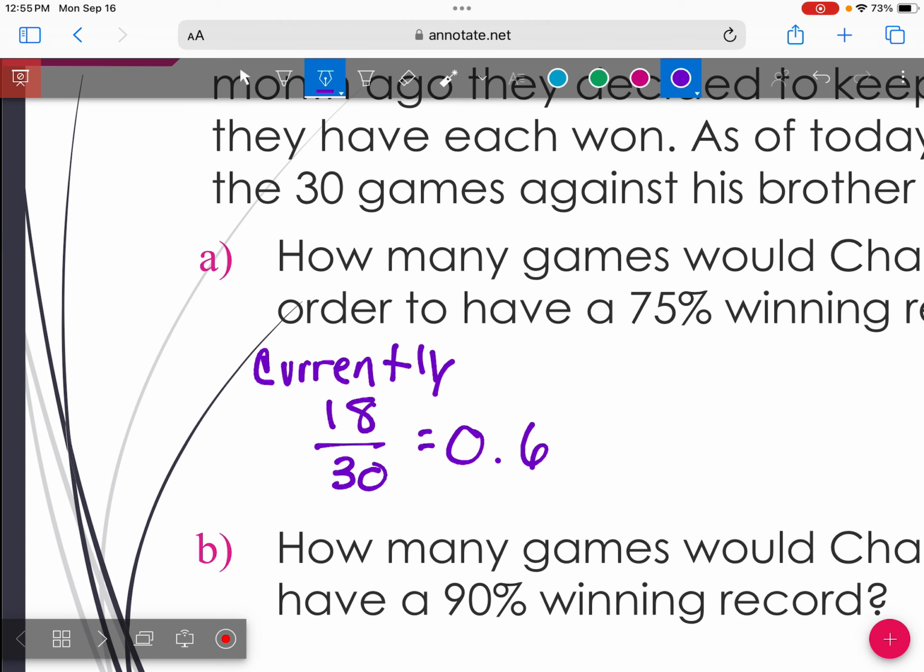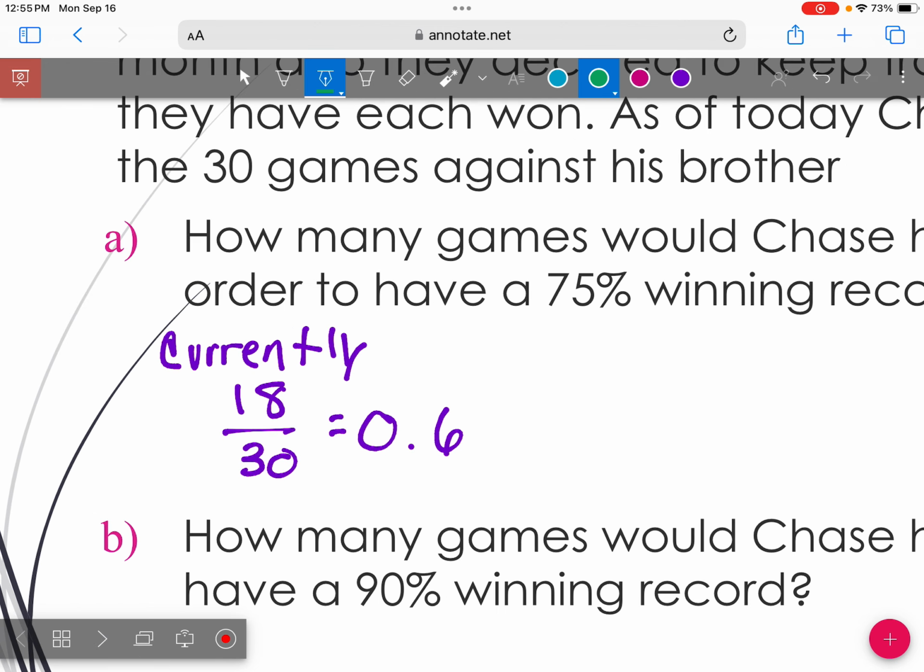So when we type 18 over 30 into the calculator, does it spit out exactly this? Yes. Is this the percent, or is this the decimal? Decimal. How do I make it a percent? Move the decimal 2 places or multiply it by 100.